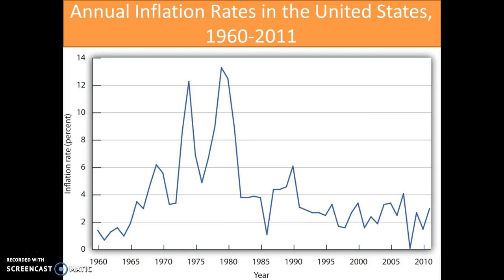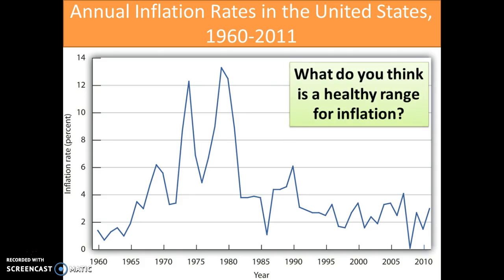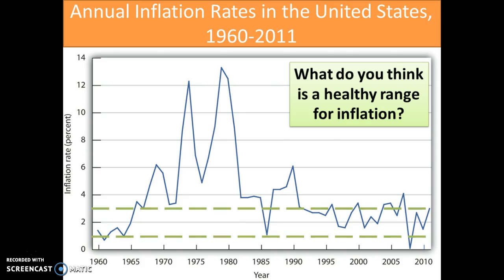Taking a look at inflation rates in the United States over the past 50 years, we should first think, what do you think is a healthy range for inflation? You can see that we've been all the way down to near 0%, all the way up to 13%. Obviously, economists don't like to have a lot of instability. We like stability, and so we want to find a place that is pretty consistent. Generally, that's about 1 to 3%, our target healthy range for inflation. So 1 to 3%.